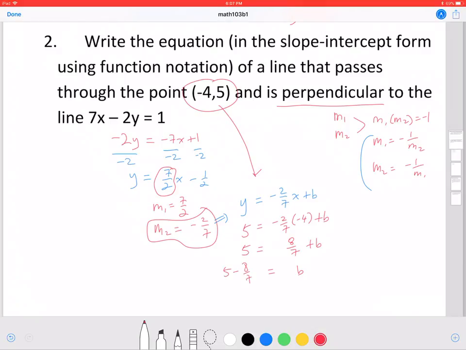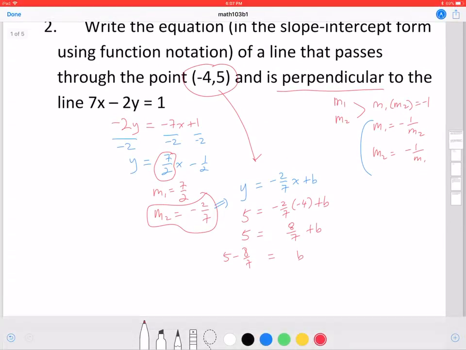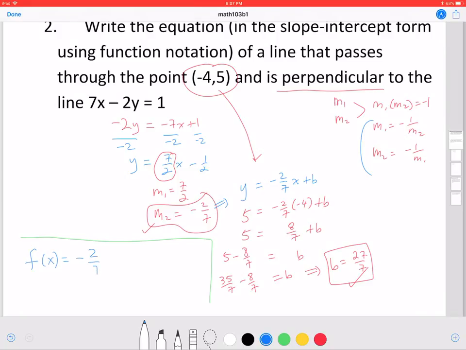Doing this computation with a little bit more room, that should give me 35 over 7 minus 8 over 7, and that should give me b of 27 over 7. And here is my b. I already found my slope m2. So my final answer, let me write it in this corner, should be f of x is equal to -2 over 7x plus 27 over 7.